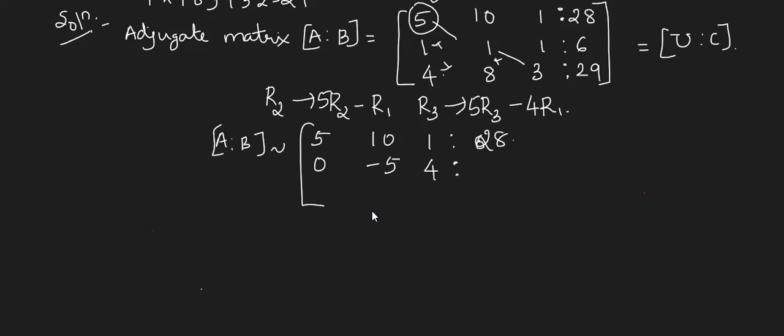4. Correct? Next set is 6 and 28. So it becomes 5 into 8, 6 minus 28 is how much? 5 6s are 30, 30 minus 28 is 2. Isn't it? Are you getting the same?